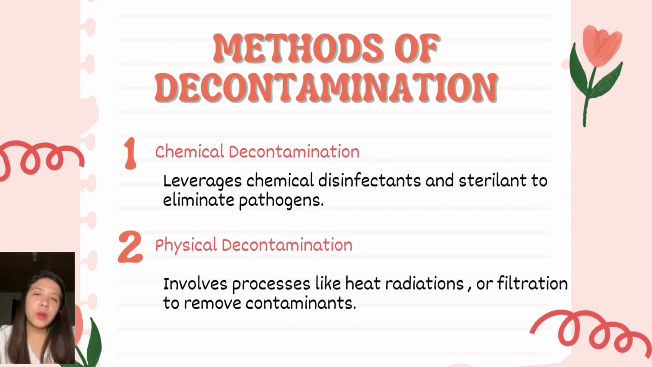Methods of decontamination. There are two types of methods of decontamination. The first one is chemical decontamination. The second one is physical decontamination. So let's tackle chemical decontamination first. Chemical decontamination leverages chemical disinfectants and sterilants to eliminate pathogens. Physical decontamination involves processes like heat, radiation, or filtration to remove contaminants.